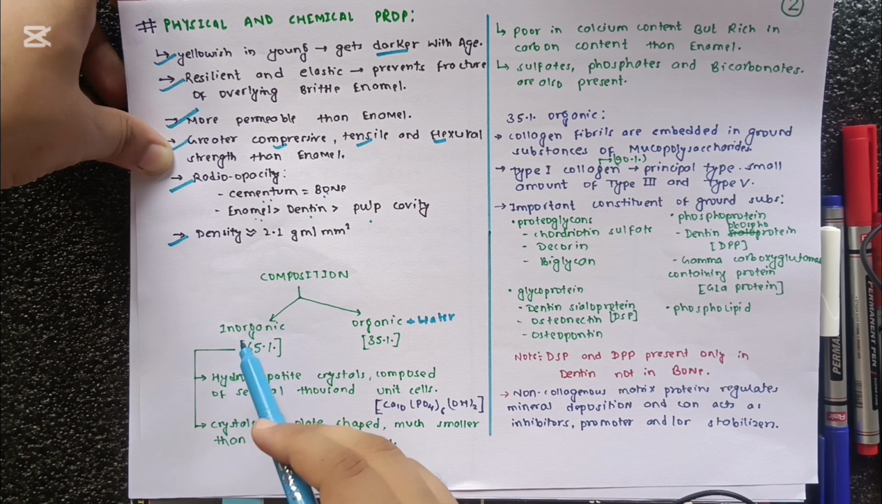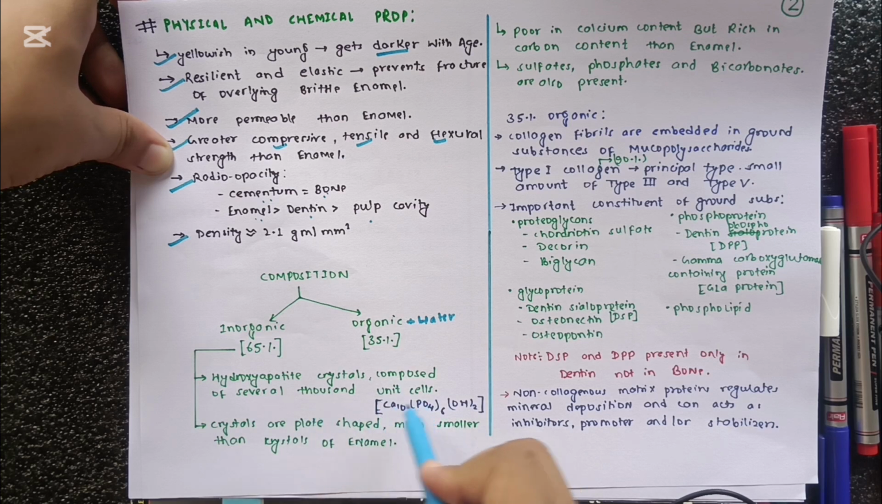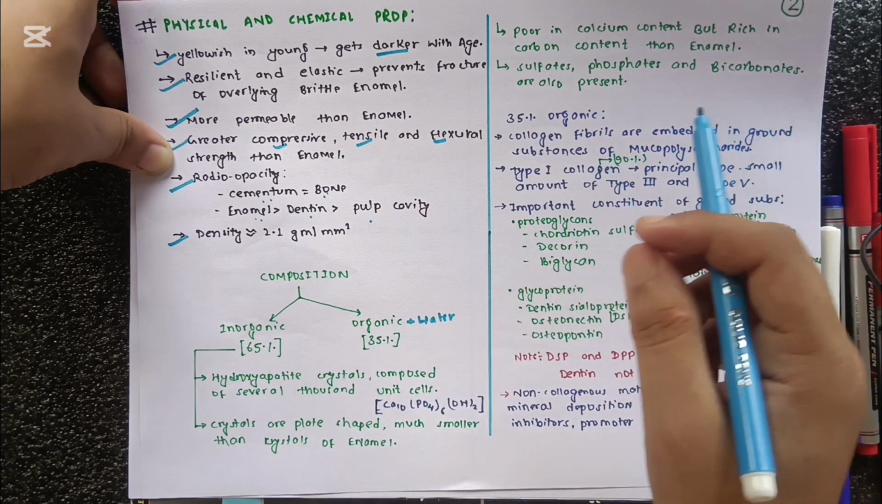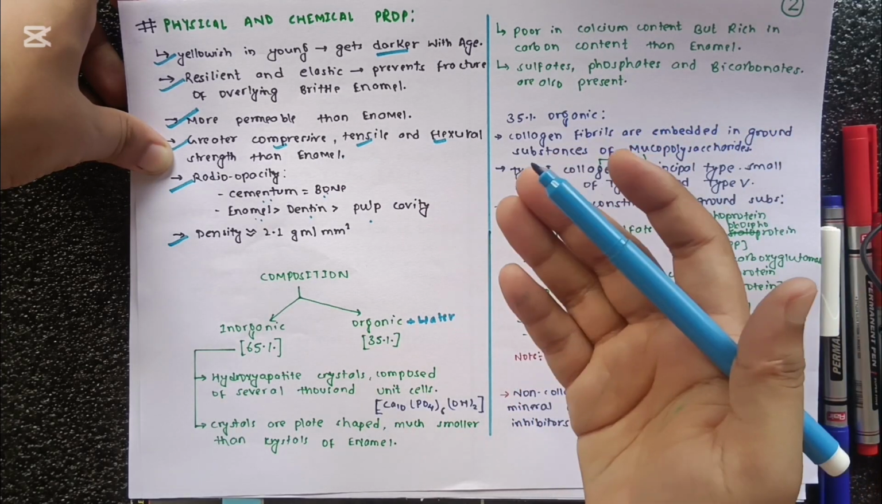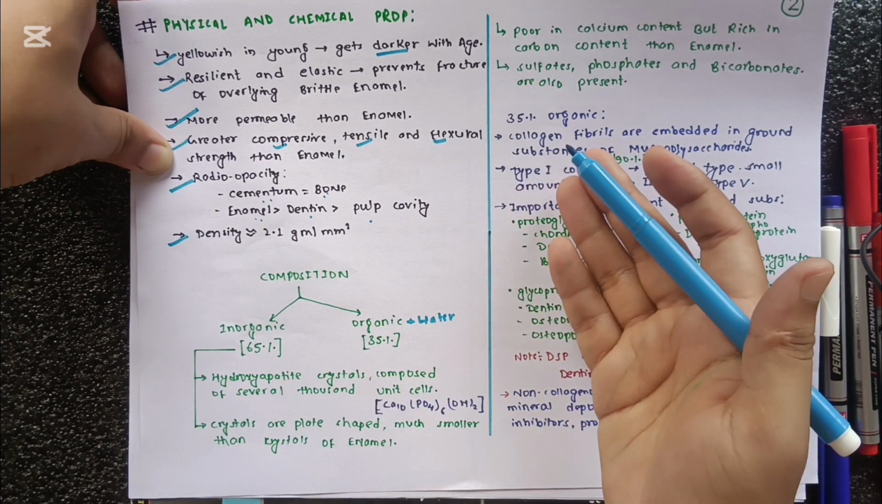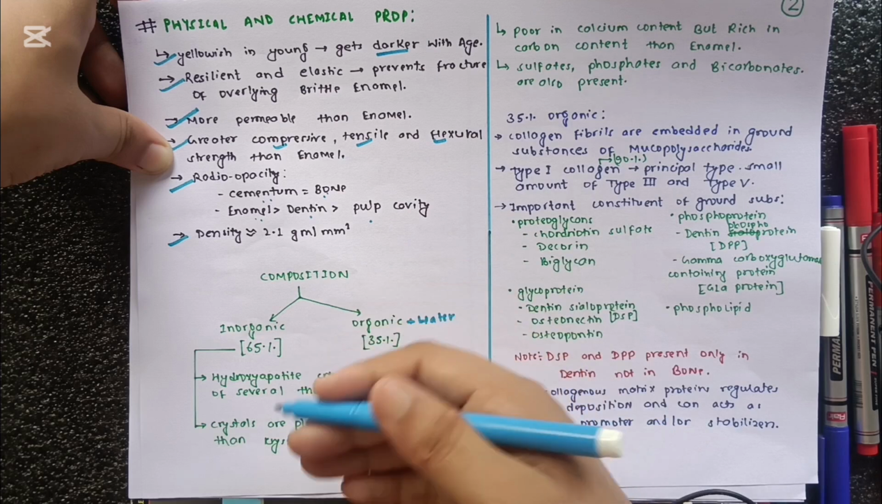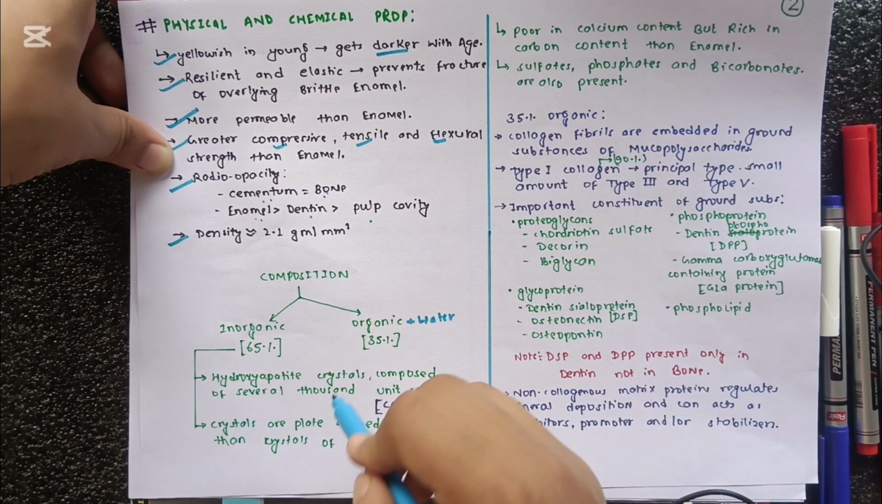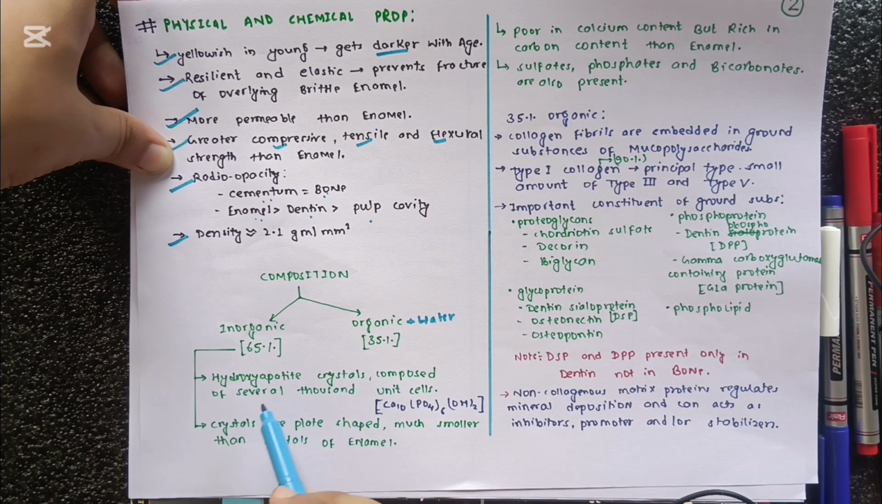In the inorganic section, it also constitutes hydroxyapatite crystals composed of several thousand unit cells, and the formula of the unit cell is Ca10(PO4)6(OH)2. So this hydroxyapatite crystal is present there, similar to that of the enamel. Hydroxyapatite crystals were also present in the enamel, and here also there is a presence of hydroxyapatite crystal, and it is constituted of these different unit cells.